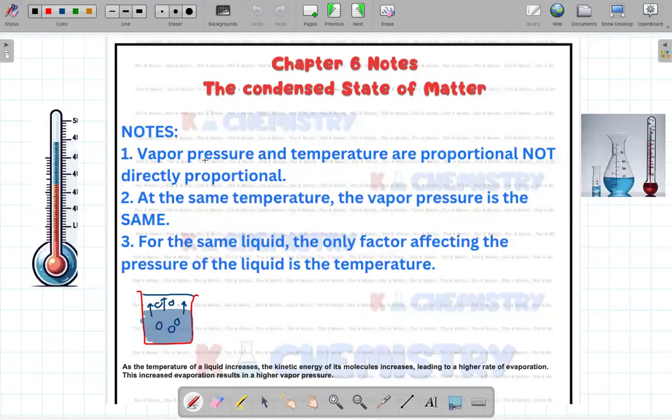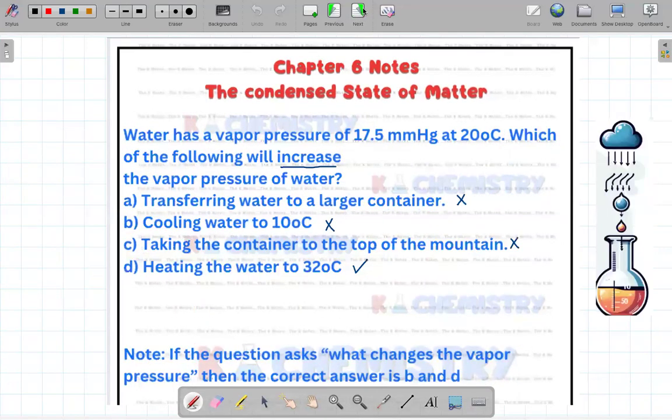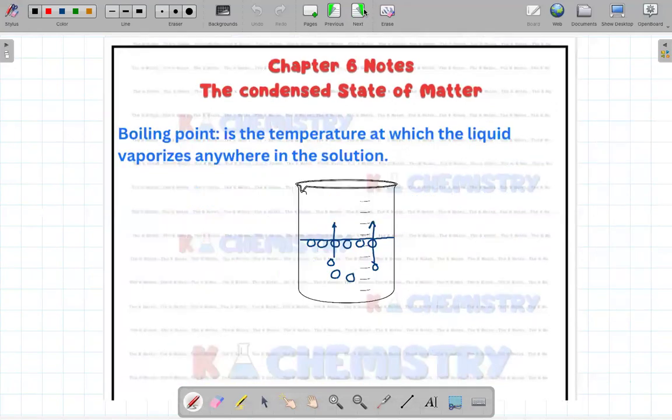The relationship between the vapor pressure and temperature is proportional, but not directly proportional, as explained. And also we explained what the boiling point is. This is the temperature at which the liquid starts to vaporize. But now, what is vaporized? It's the particles anywhere in the solution, not only on the surface.